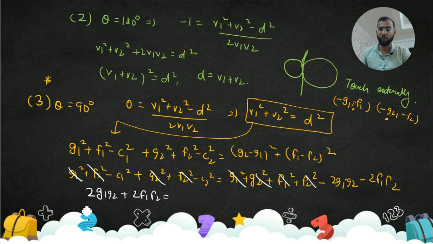Oh yes, my mistake, the c terms are not squared. Under root, g1 square plus f1 square minus c. Correct, I wrote an extra one. Apologies for that, guys. So this would be c1 plus c2.